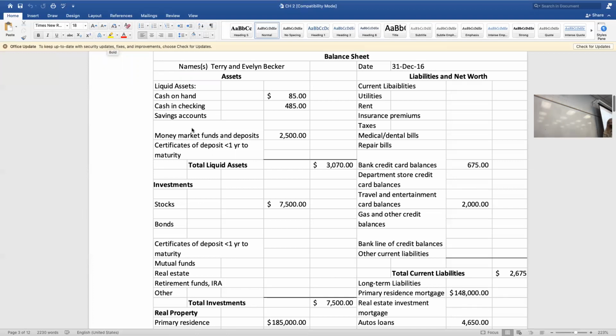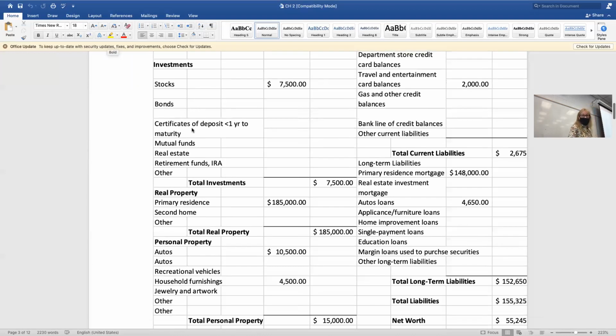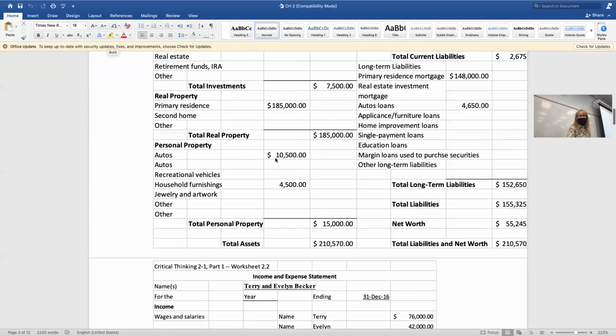So their investments, $7,500. Their primary residence is worth $185,000. And then this is their personal property. They just have cars and some household furnishings. So their total assets, you should have gotten $210,570.